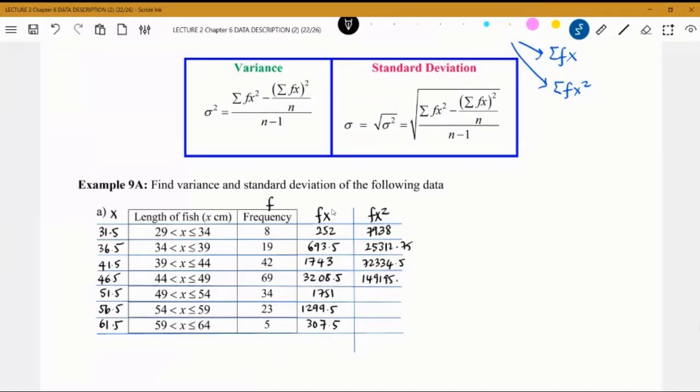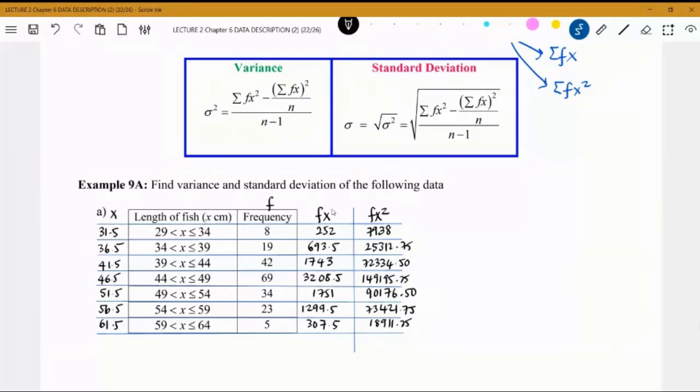So here will be 25. We will have 0 here. So 90176.50. 73421.75. And then here 18911.25. Okay. Can someone calculate for me the summation fx and summation fx square, please?